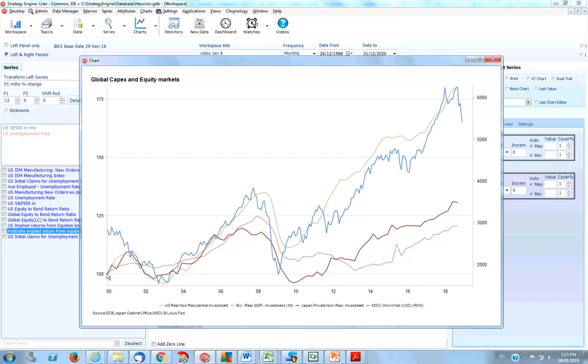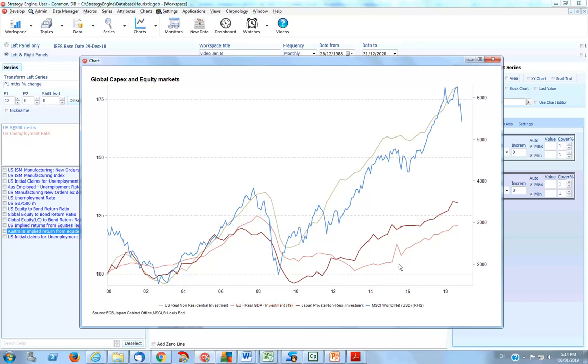We're based at the year 2000. As you can see there, the recent decline. The other lines on the chart: the green line here is US non-residential investment. The red line here is Japanese investment, and then investment within the European area.